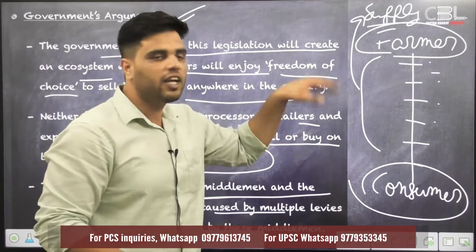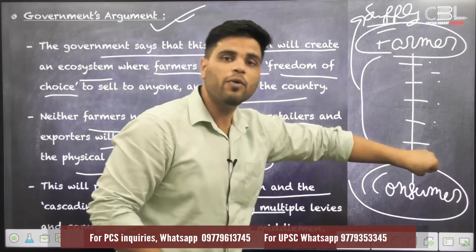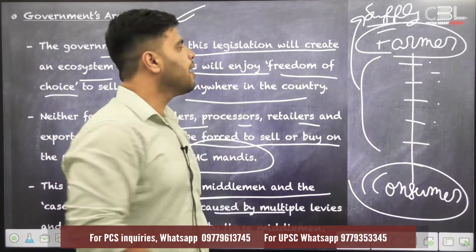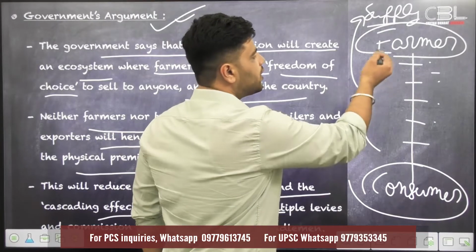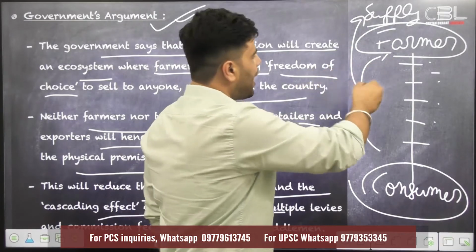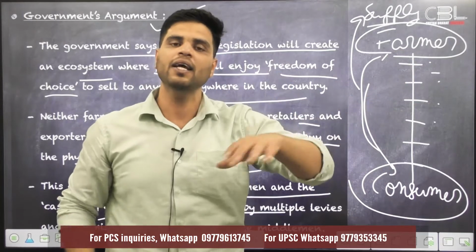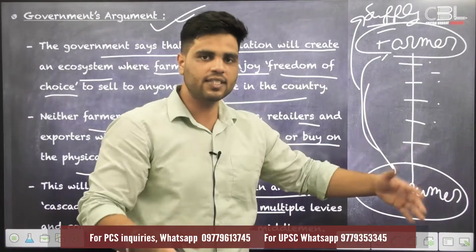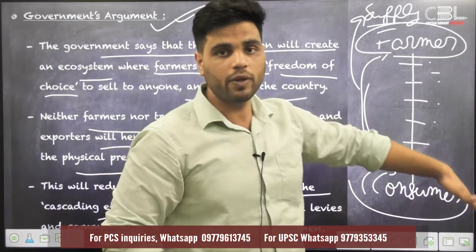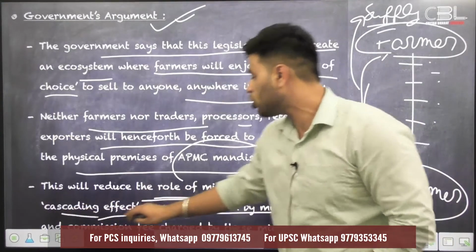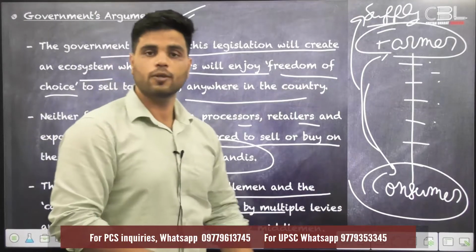Make sense? So what the government has tried to do with this particular bill is to reduce the role of middlemen, to reduce the number of middlemen. Now what would happen is that Reliance Fresh or Easy Day or Walmart would directly go to the farmer. They would procure their food crops, and then they would directly sell that to the consumer. So the number of middlemen is reduced. Only one middleman, that is the corporate food chain, would exist, and hence the amount of commission would be reduced, and hence the cascading effect caused by these commissions, multiple levies, taxes, and marketing fee would be reduced.